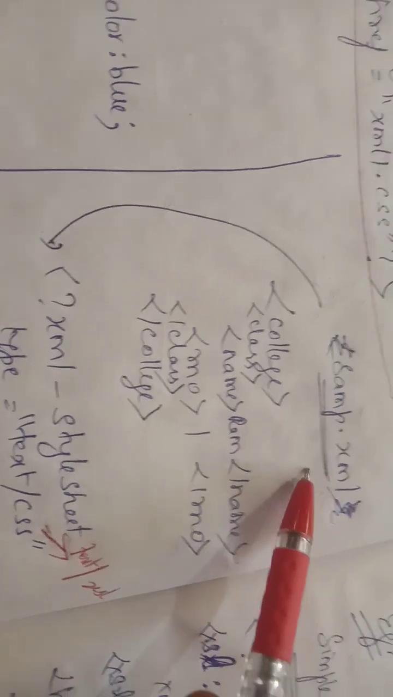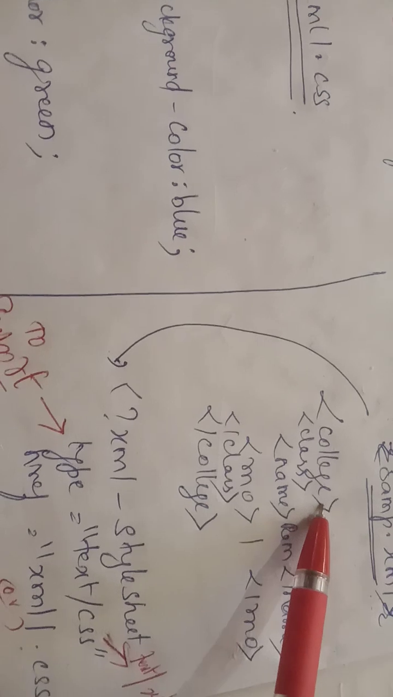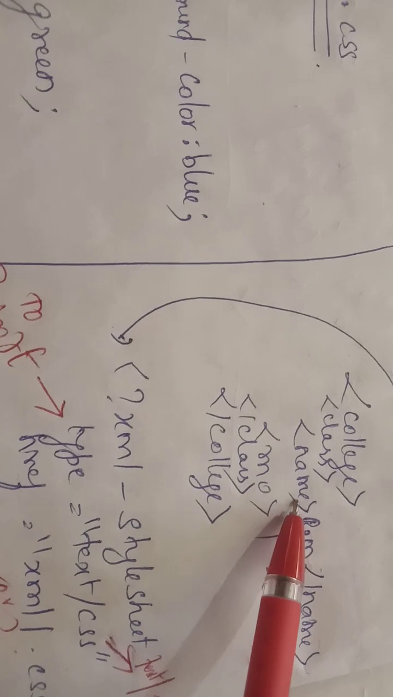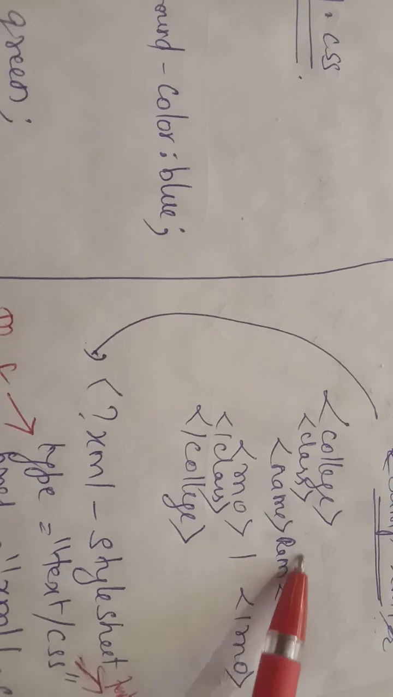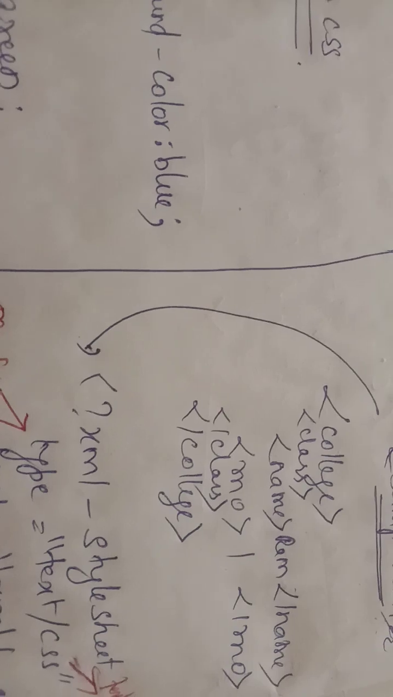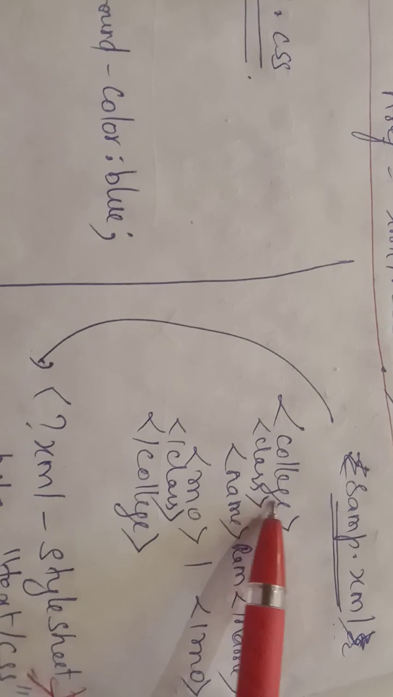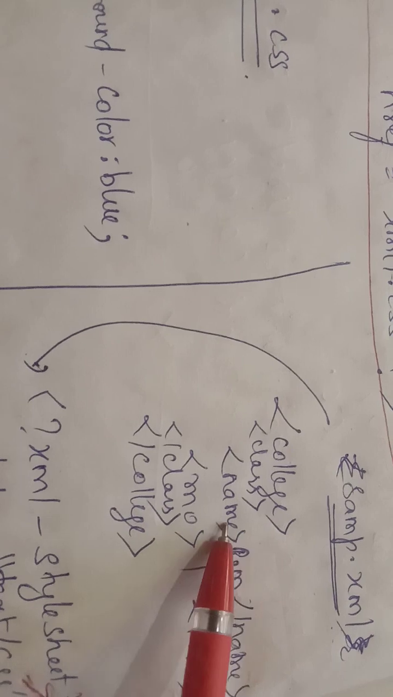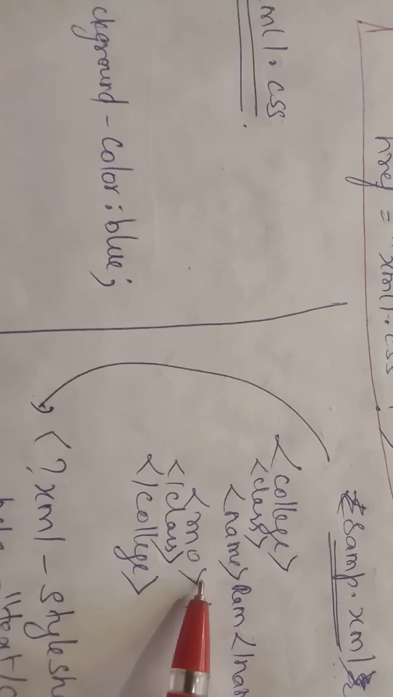Here the other XML file is sample.xml. In that, college is one element, a parent root element, and the child element is class, and inside the class there is another child element, name, and after that I had closed. So this is the data which is given inside the name and roll number elements. So this is the sample.xml file. For these elements, I am going to create the style sheet. That is, I am going to give the design which can be displayed in the page.